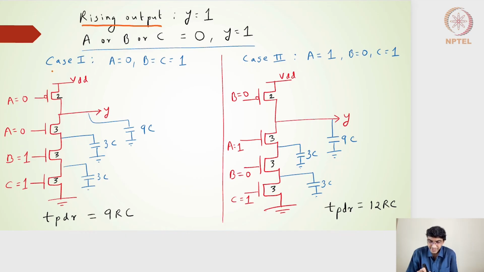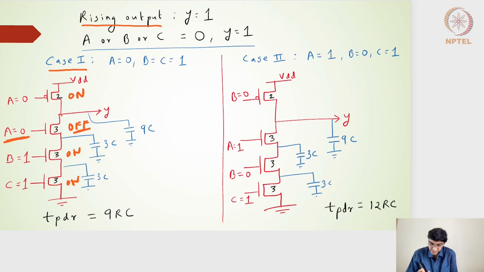So I've written case 1 where A is equal to 0 and B and C are 1. A equal to 0 represents that on the PMOS side this particular transistor is on. The other two PMOS transistors on the pull up side are off. And on the pull down side, 0 represents that this is off, and the other two are on. So the other two are on, but this one is off.